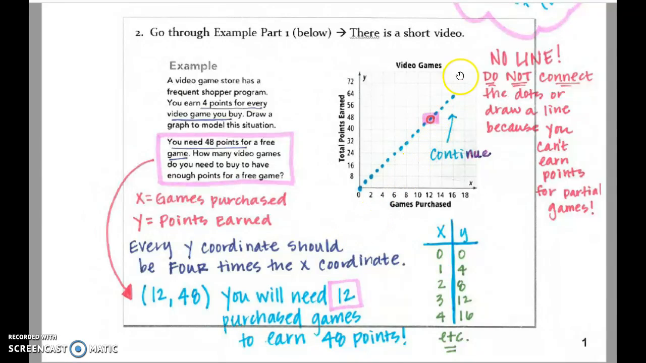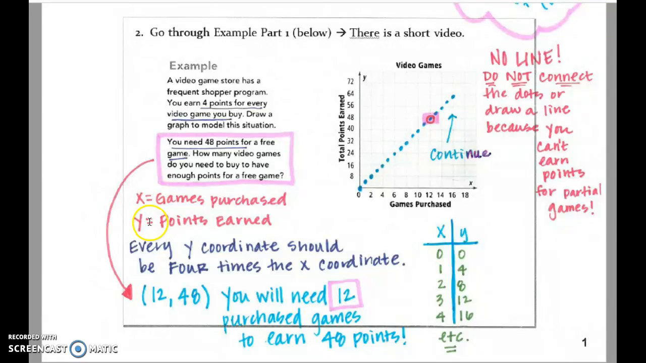Now, this can continue on. Notice I did not connect the dots or draw a line because you cannot earn points in between. You can't say, oh, I'm going to purchase 2.5 games and earn points off of those. So those are specific to 0, 1, 2, 3, 4, etc. So again, I did not draw a line between these dots.